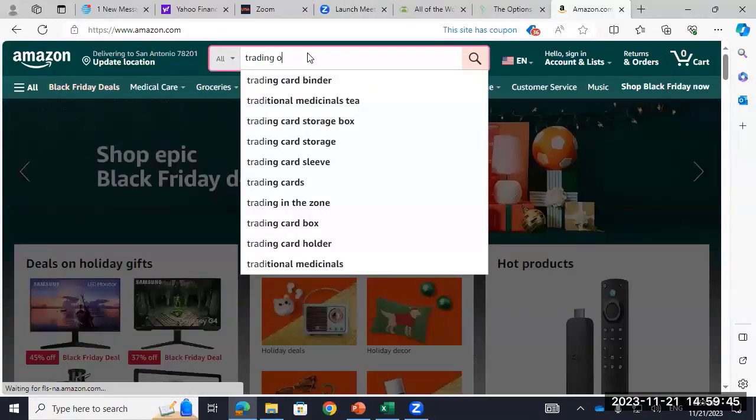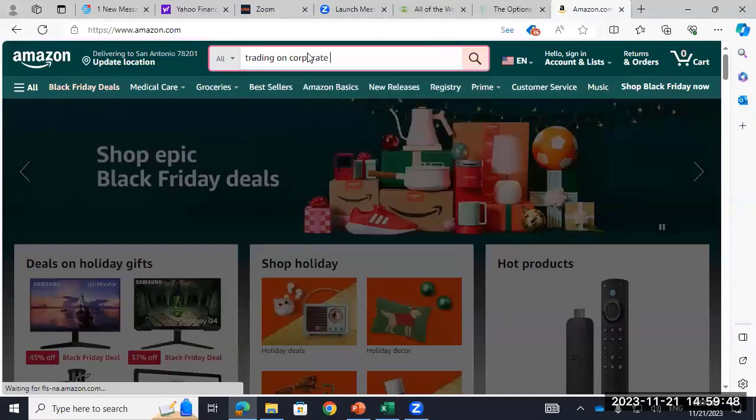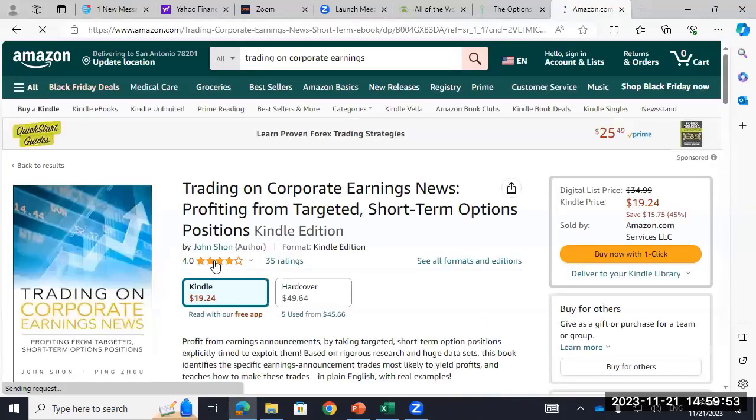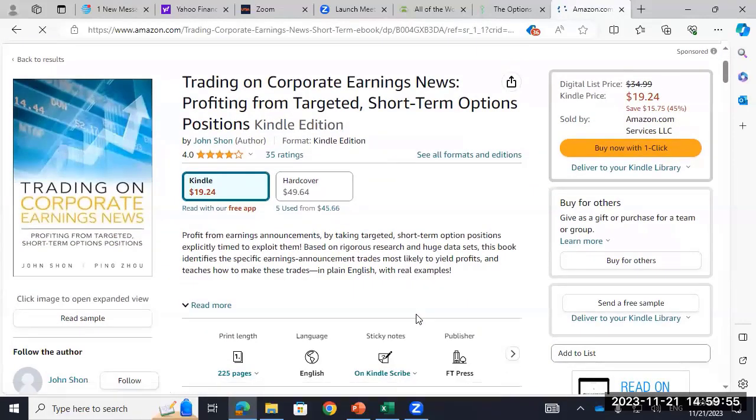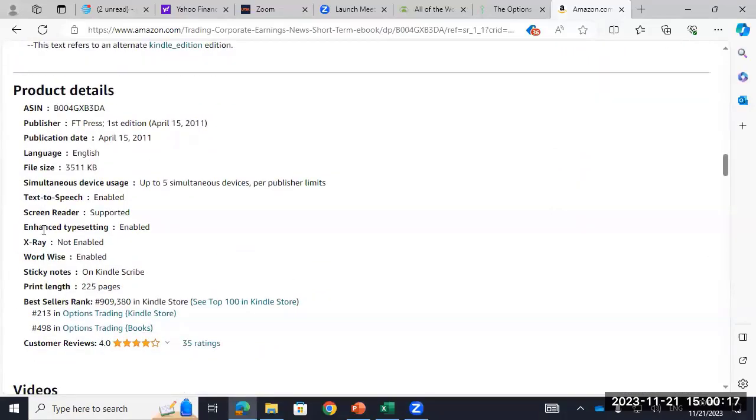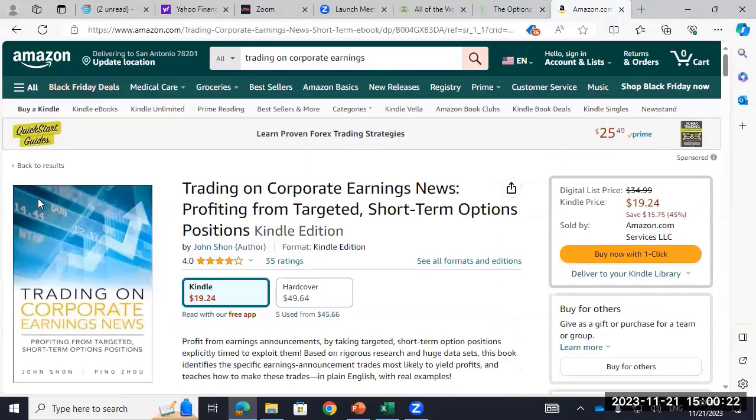Trading on Corporate Earnings. It's a short book. It's very well written. They're talking about straddles. We'll talk about straddles and doing straddles around earnings announcement days. But since you've done paper 2, this would be a great book to read because they're talking about how to do option strategies when the firm is announcing earnings and how to use historical vol or some other things. It's not a long book. I think it's not even 200 pages long. 225 pages. So very well written, very easy book to read through.